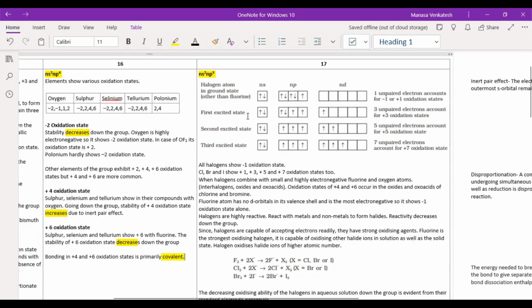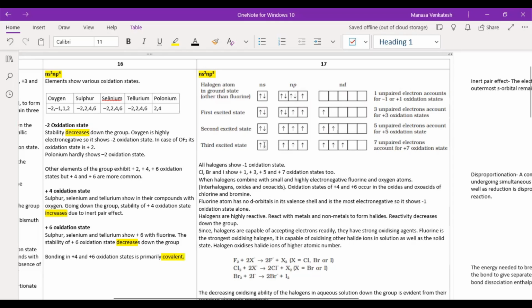But when they have the first excited state, you have 1 electron again being unpaired, and you have an empty d orbital. And so the electron gets pushed, and you have 3 unpaired electrons. So it shows the +3 oxidation state. The second excited state has 5 electrons which are unpaired, and that shows a +5 oxidation state. And in case of a third excited state, you have 7 electrons which are unpaired.